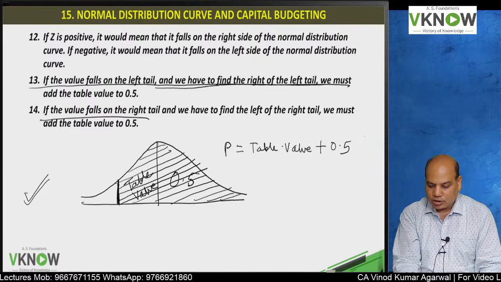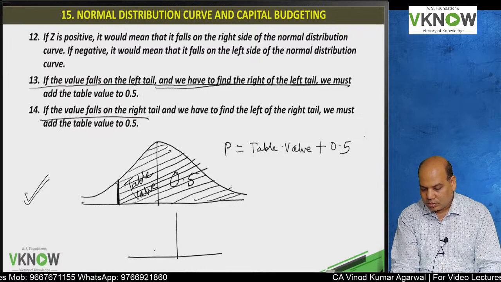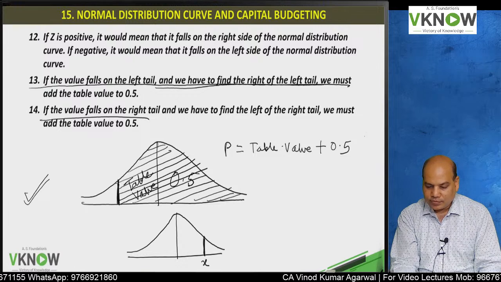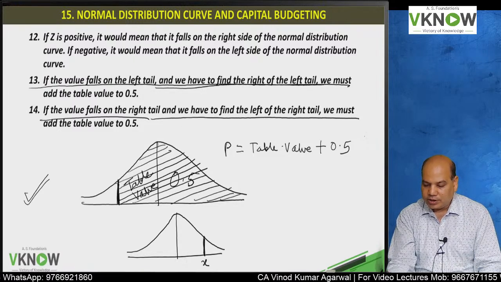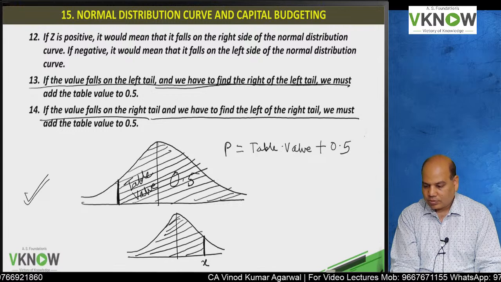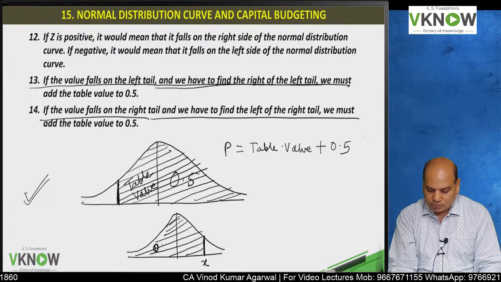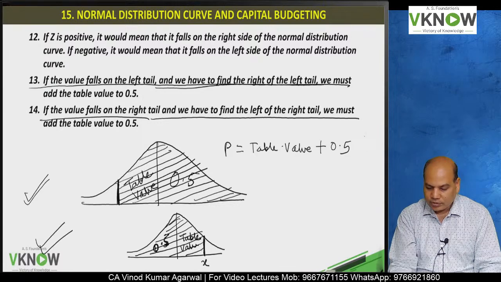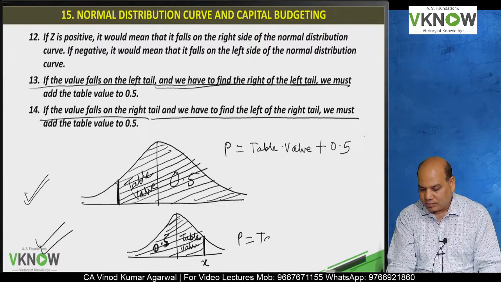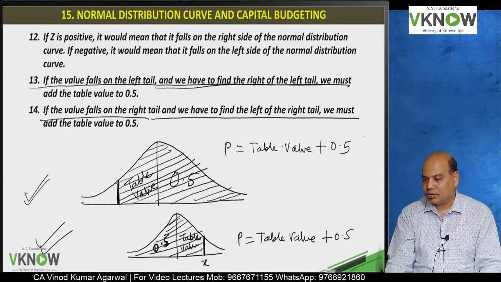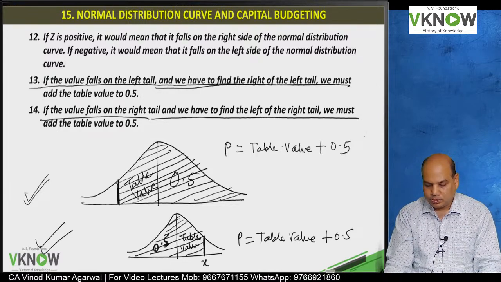And the last, point number 14. If the value falls on the right tail, suppose x is here, and we have to find left of the right tail. How do I get probability? The probability of left side of the mean is 0.5. Find table value. This is your third diagram, and the probability will be same, table value plus 0.5.